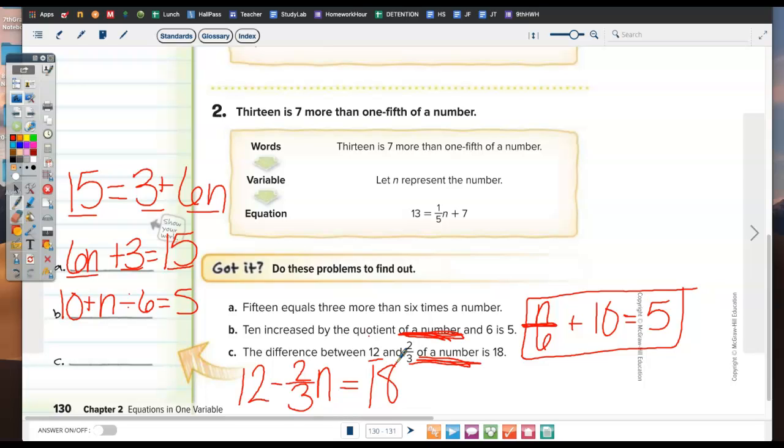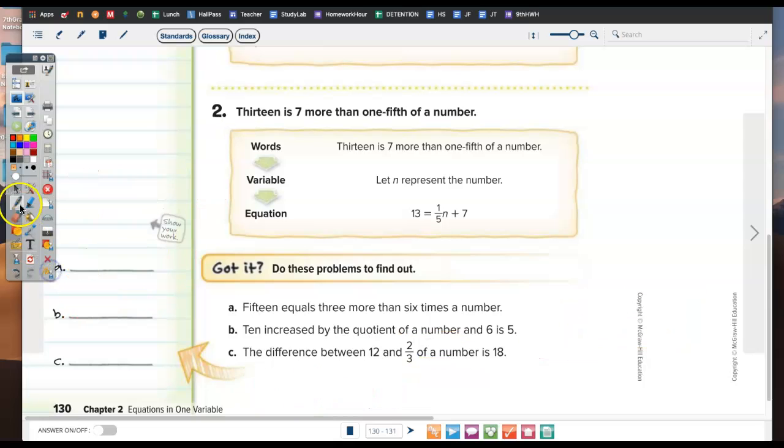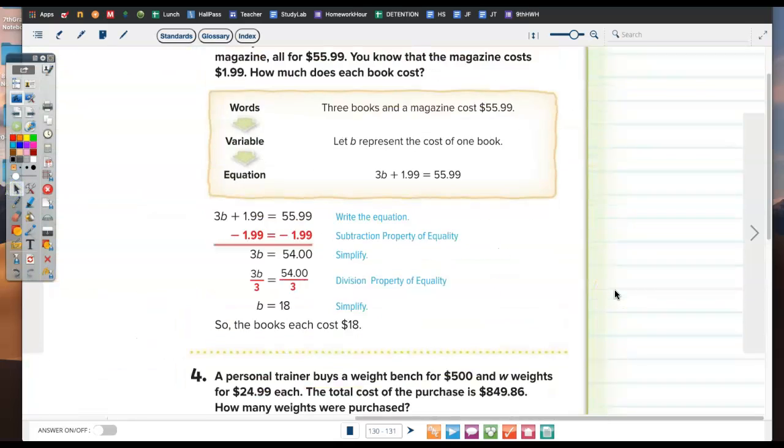Does 12 have to come first in that subtraction? Yes, it does. Okay. Questions? Okay, then we're going to go on to the other story problems. So these ones are going to be more real world examples.